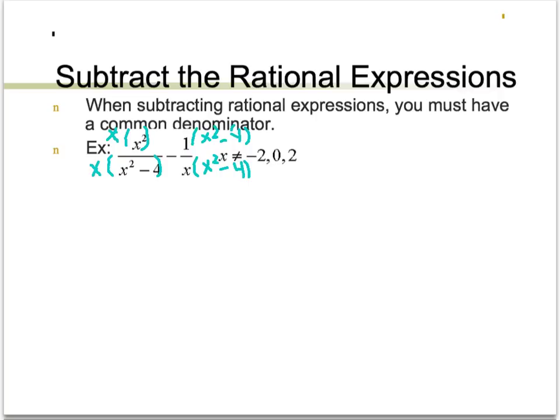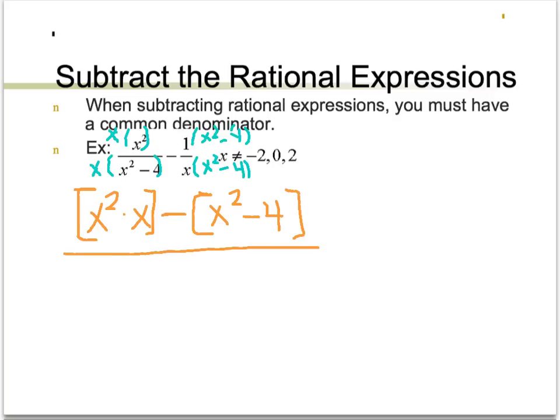And so here's what we have now. So we have an x squared times x minus, I guess I need to put this in brackets, minus a 1 times x squared minus 4, which is just x squared minus 4, all over x times x squared minus 4. Alright, now what I do is combine like terms if possible. And you should be combining only in the numerator, whether you're adding or subtracting.